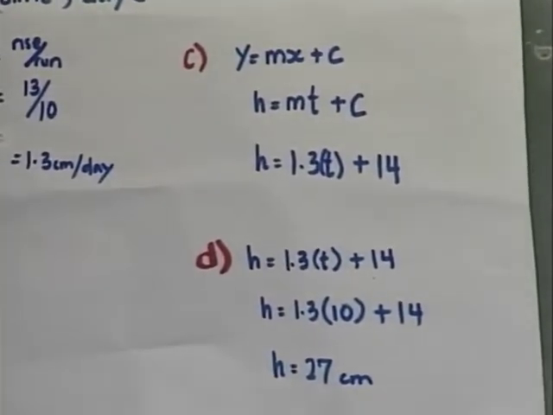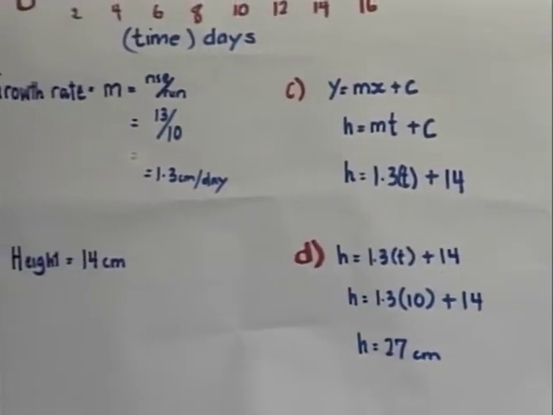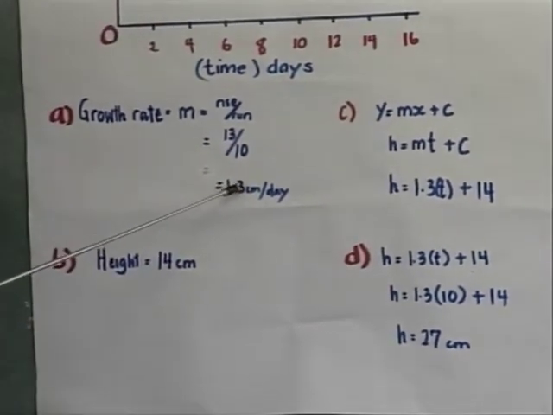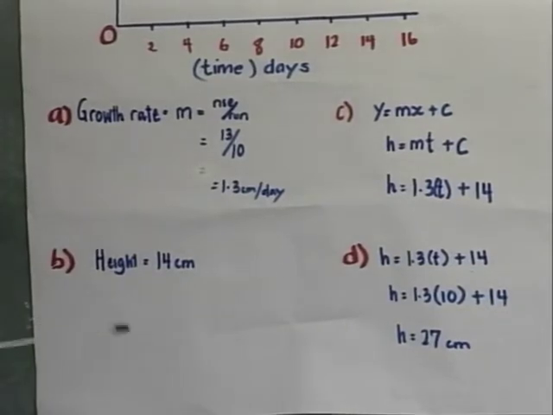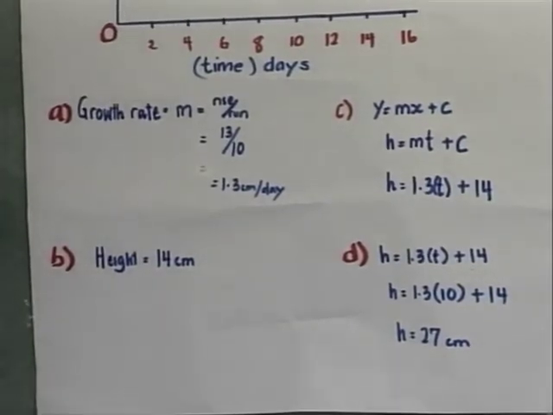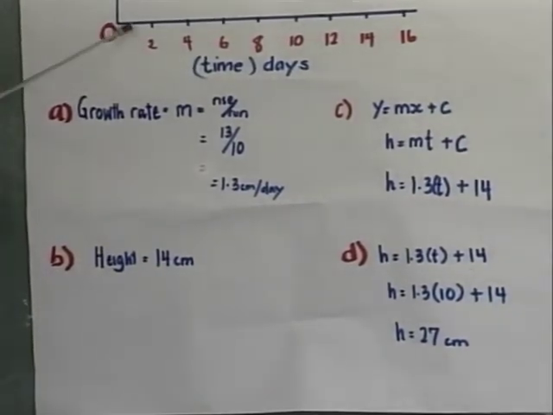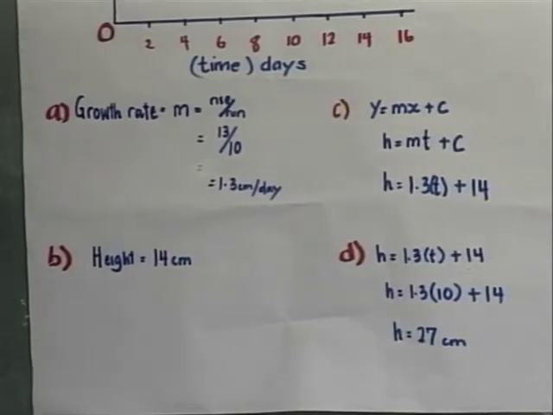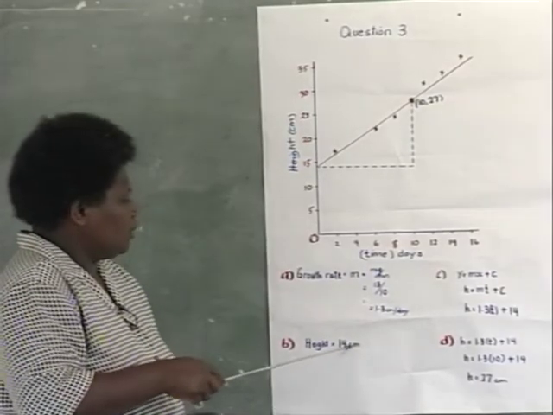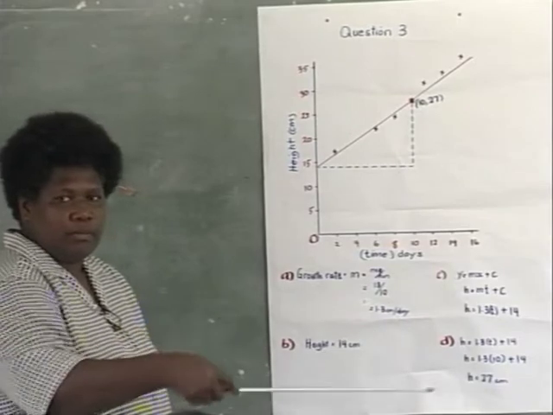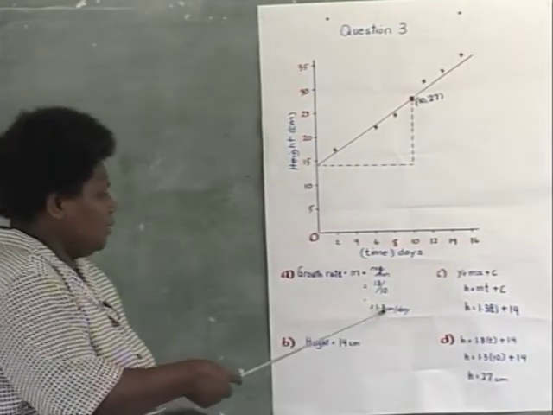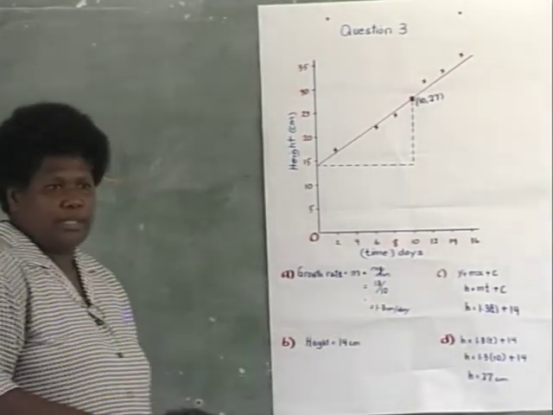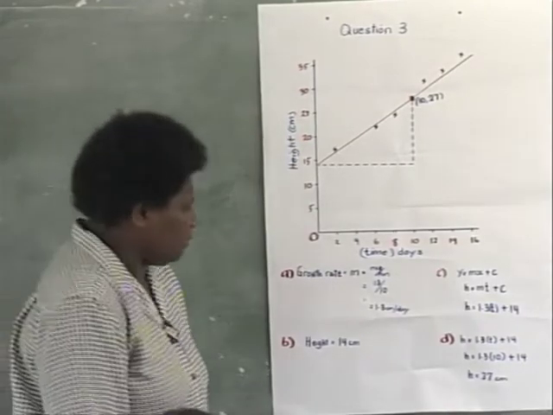Right, just one thing, the gradient in this case means that every day the tree grew 1.3 centimeters. When it was planted, that's what Miriam explained, it was 14 centimeters. So for one day, it increased by 1.3 centimeters. So every day it grew that much.